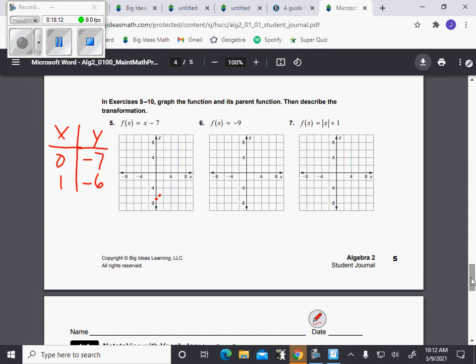You might know that this is a linear function, right? So this is my slope, and this is my y-intercept. My slope is 1, my y-intercept is negative 7. So just go up 1, down 1, up 1, down 1, and make this line here.